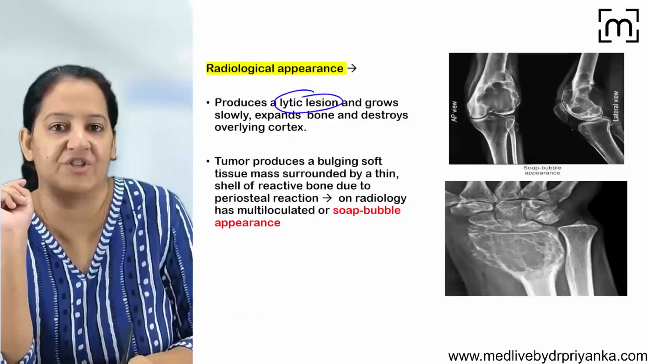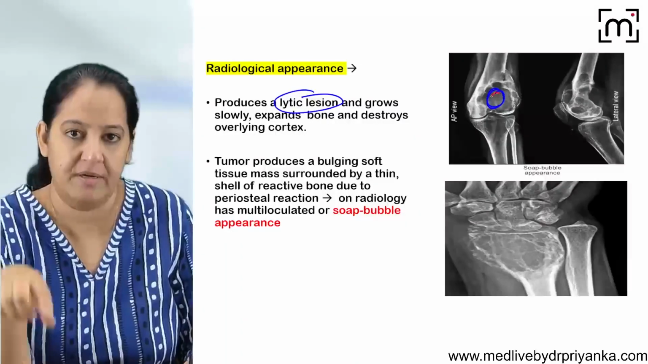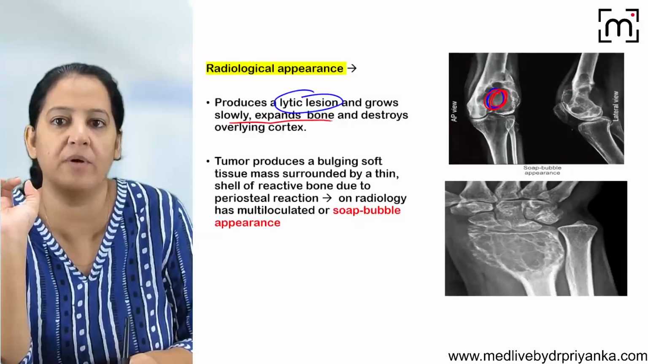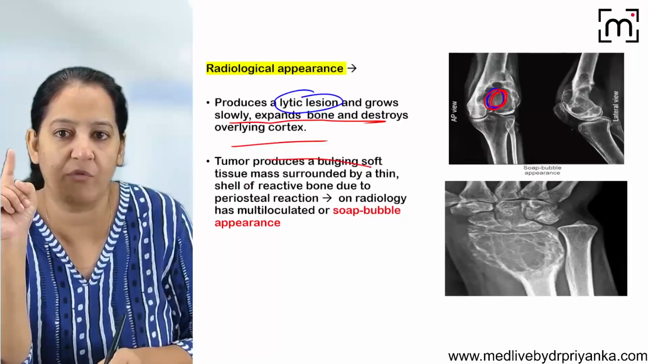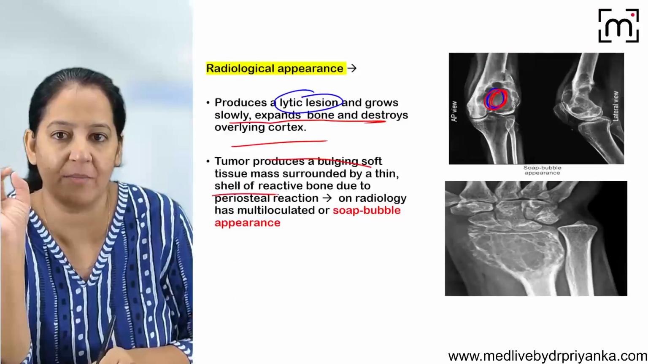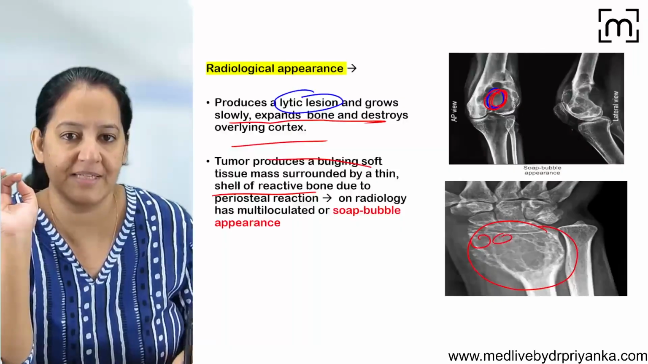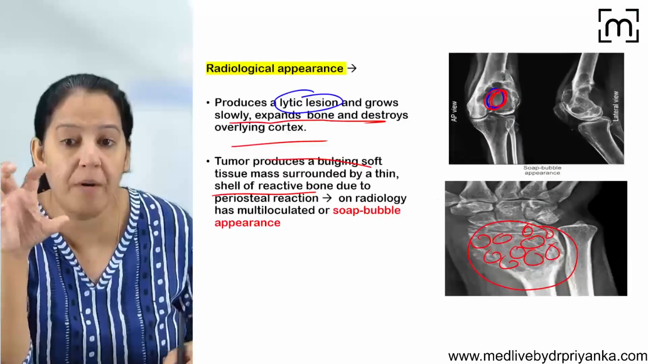So it's a lytic lesion. Can you see? It arises as a lytic lesion, grows slowly, expands in the bone and destroys the overlying cortex. So the tumor produces a bulging soft tissue mass surrounded by a thin rim of calcification. On radiology, it is known as soap bubble appearance. Can you see? Small bubble-like appearance.